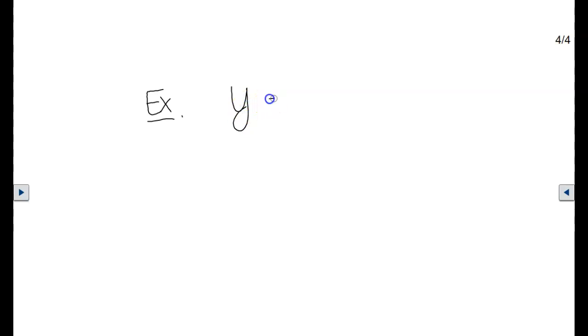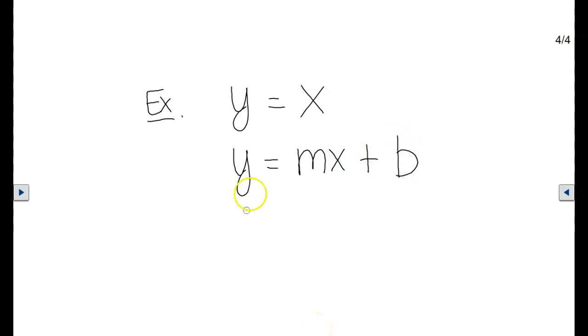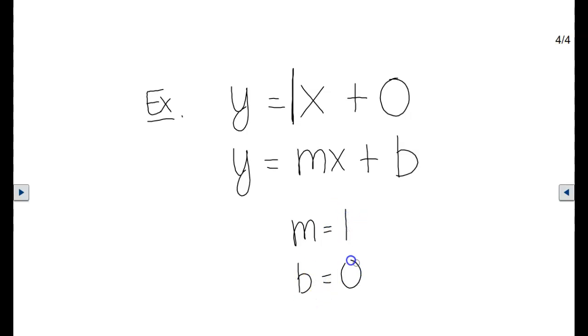If I have something like y equals x, is that a y equals mx plus b equation? And I can see that it is. It has the y equals. The 1x is my mx, and then my b, even though I can't see it, is there. It's just a plus 0. So in this equation, my m would be 1, and my b would be 0.